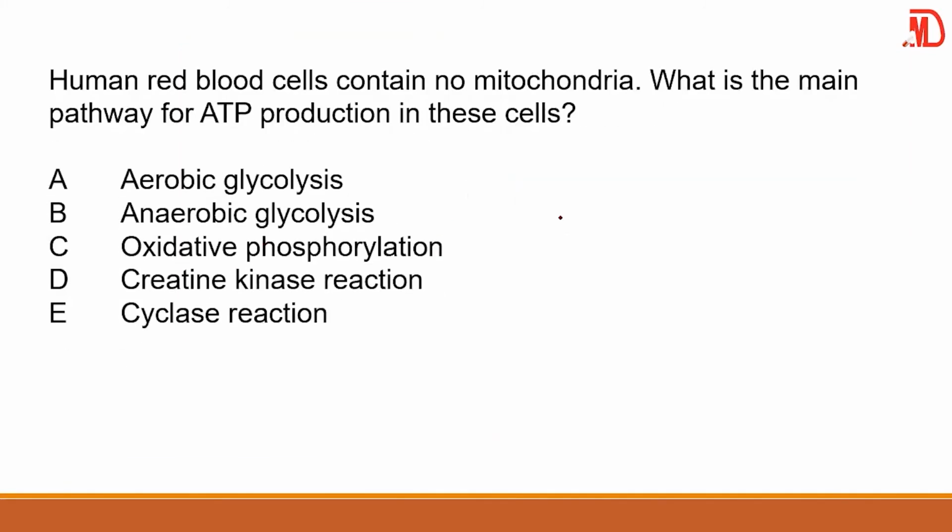Now, human red blood cells contain no mitochondria. No mitochondria. Don't forget, mitochondria is the powerhouse, where energy is produced. Here, you don't have the powerhouse. So what is the main pathway of ATP production? Who can tell me?